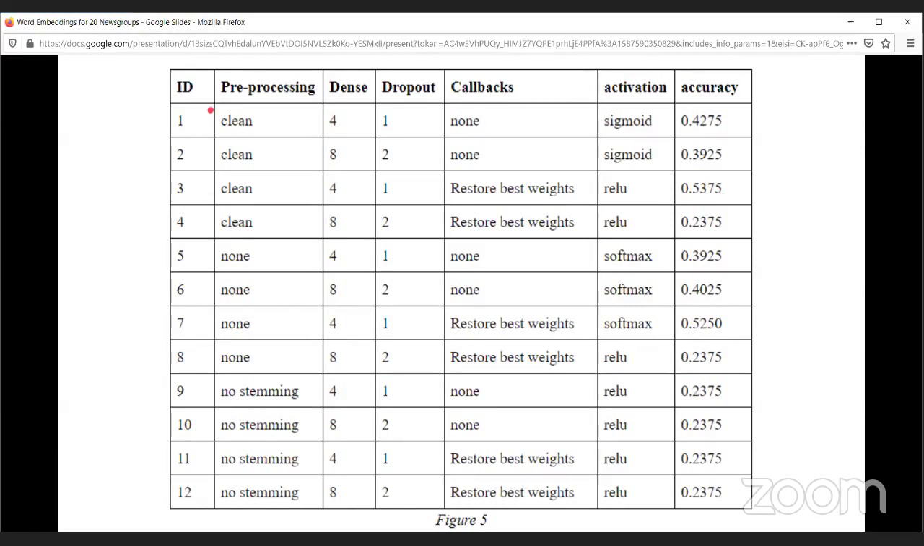I'm going to draw attention to this pre-processing column. What it means is clean means that the data was processed exactly as I described earlier. None means very little processing was done. And so basically what I want to draw your attention to here is that with no processing, the best that we got was 52.5%. With all of the processing, the best we got was 53.75. So that's only a 1.25% improvement, which suggests that actually all of that linguistic processing, like stemming and removing stop words, didn't really do anything for us.